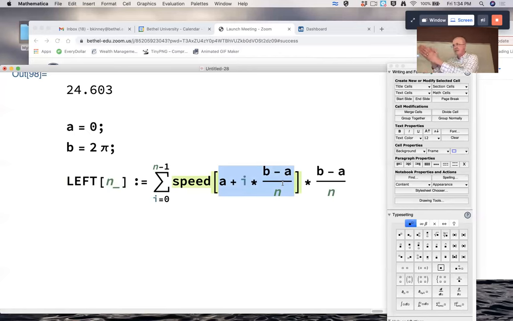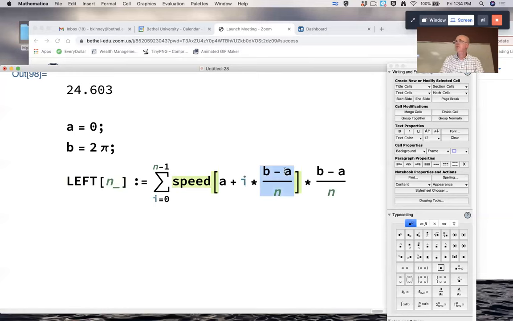The first point, t sub 0, is just a. Then t sub 1 is a plus delta t. T sub 2 is a plus 2 delta t. T3 is a plus 3 delta t. Delta t is (b minus a) over n.